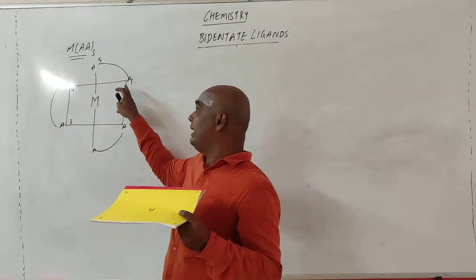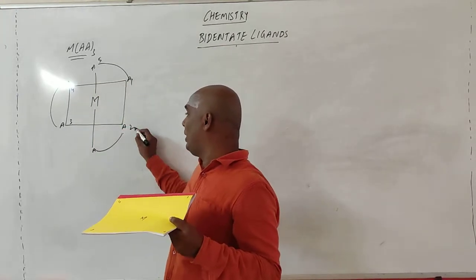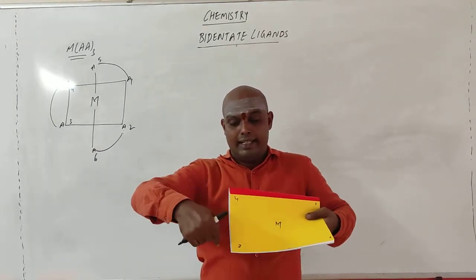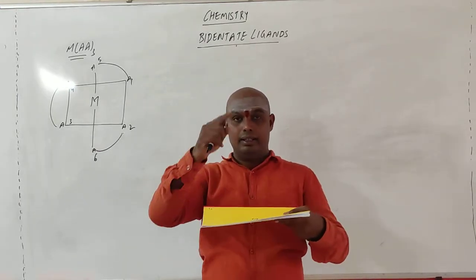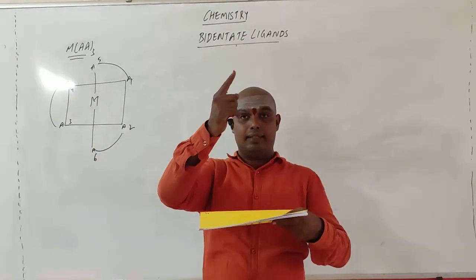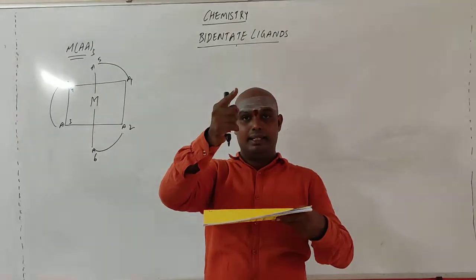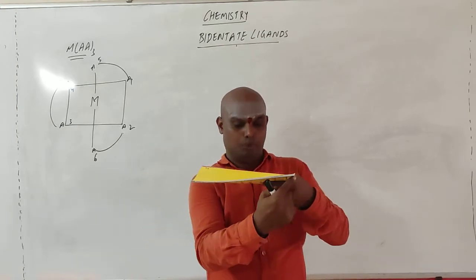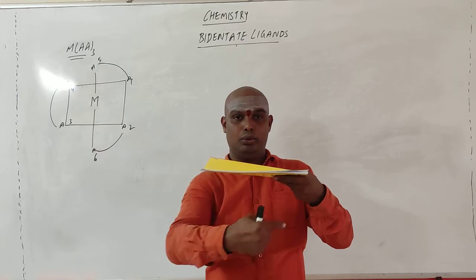This is one ligand. This is 2 and 6. One ligand is linked up like this, from top to this one, 1 and 5. These two like this. This one 2 with 6. Okay, 2 with 6.